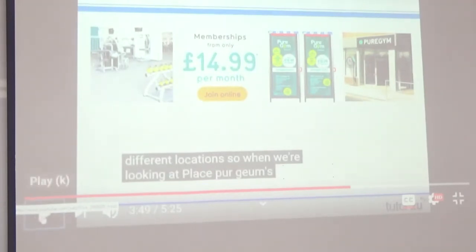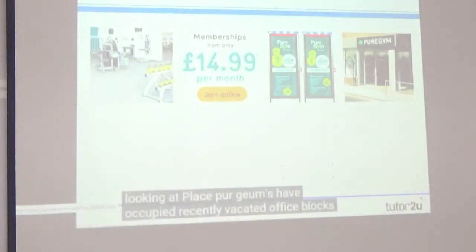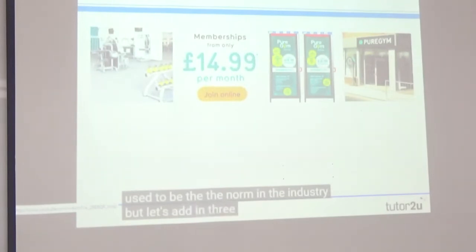Those are the first 4 Ps. Things have occupied recently vacated office blocks, as well as all kinds of other locations of different shapes and sizes. Not just the large out-of-town fitness clubs that used to be the norm in the industry. But let's add in 3 more elements to the mix, just so you can see the extended mix in action.